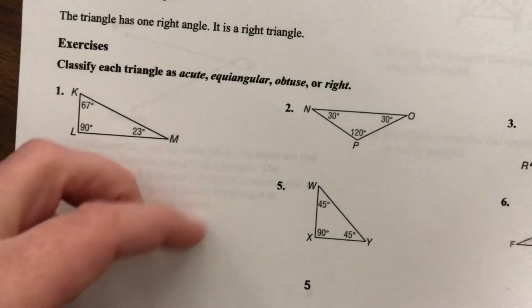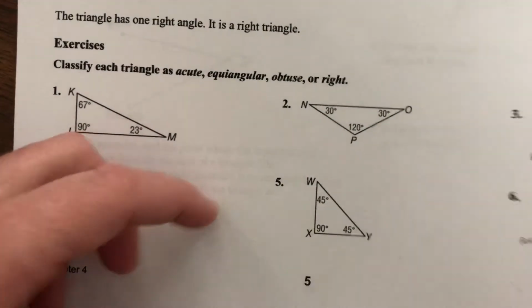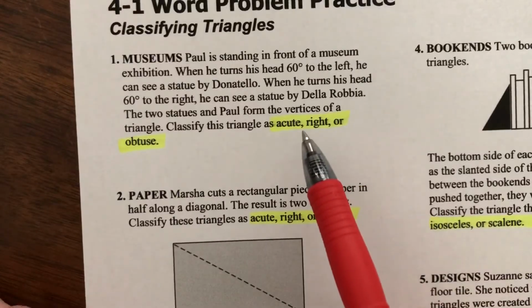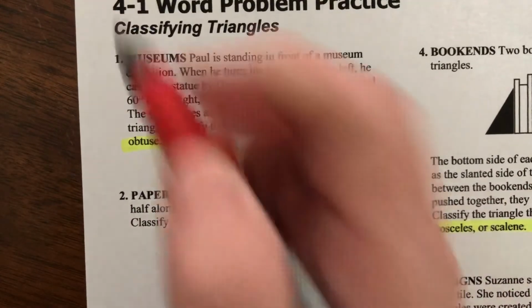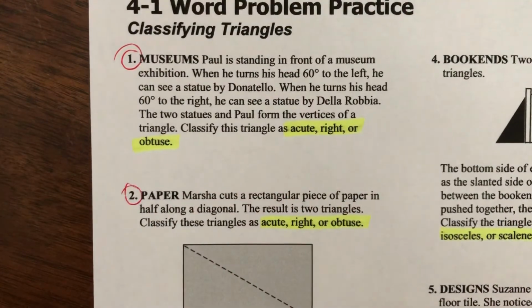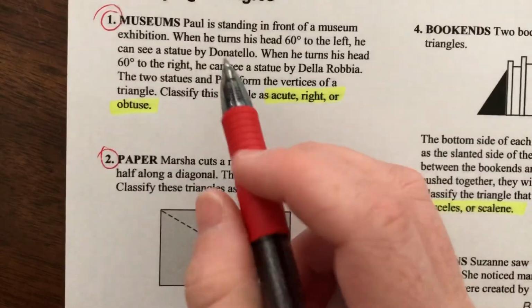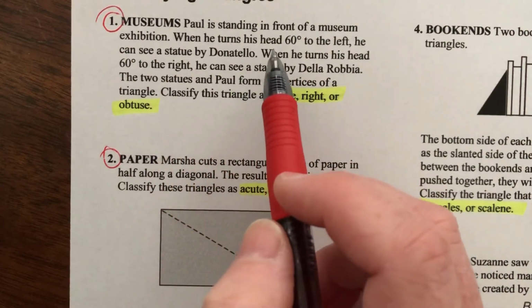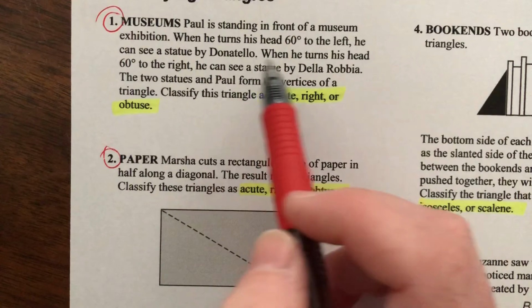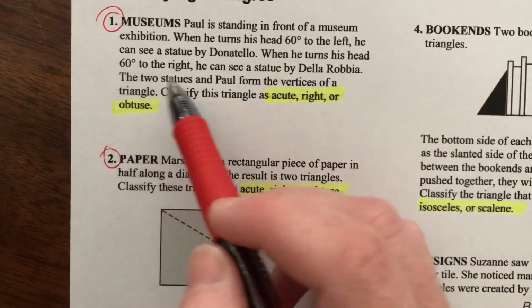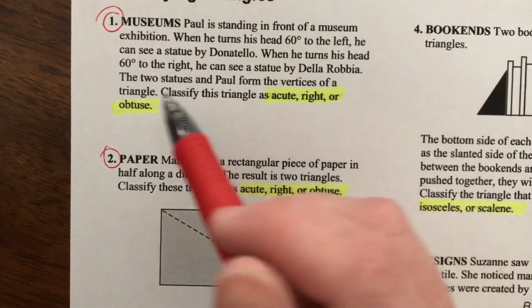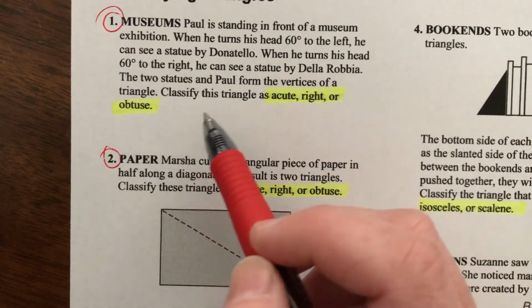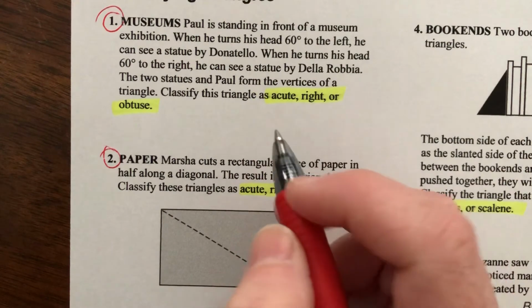Also, you have a word problem assignment this week, and so I wanted to look at the first 2 questions. They have to do with angle measure, what we just talked about. So number 1 and number 2 address what we just talked about. Number 1, Paul is standing in front of a museum exhibition. When he turns his head 60 degrees one way, he can see a statue. And when he turns his head 60 degrees the other way, he can see another statue. The 2 statues and Paul form the corners of a triangle. Classify the triangle.